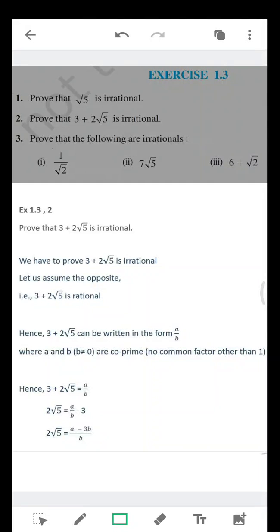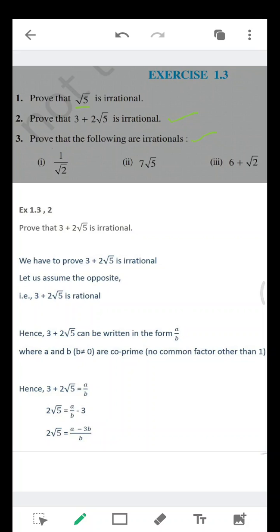In today's session we are going to see question number 2 and question number 3 of exercise 1.3. In the last session we have seen how to prove root 5 is irrational, and I also gave you a few questions for extra practice. Now in today's session let's continue with question number 2.